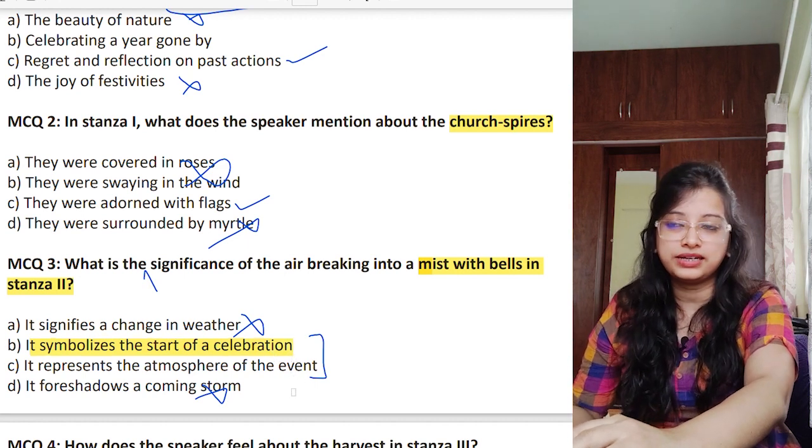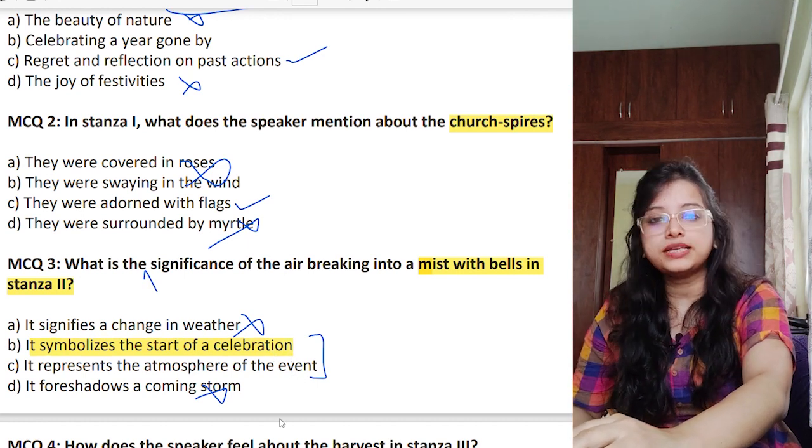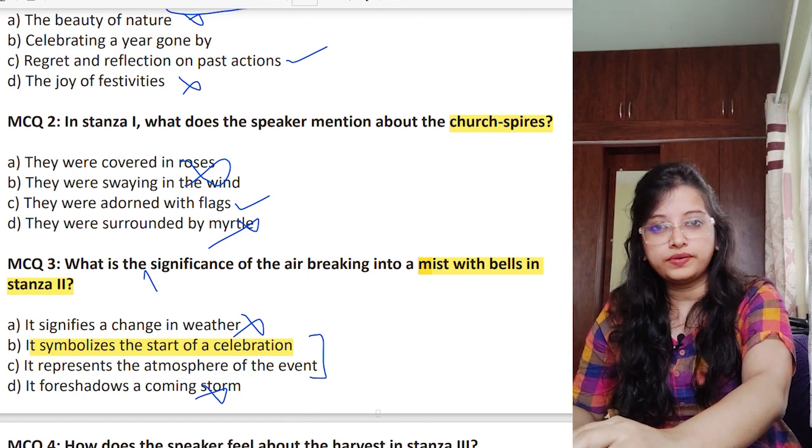No, just an event is incorrect. They were very happy, they were joyous. So celebration would be the right word. Okay, alright, MCQ 3 done.